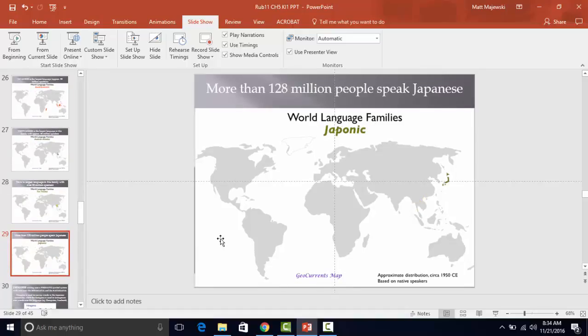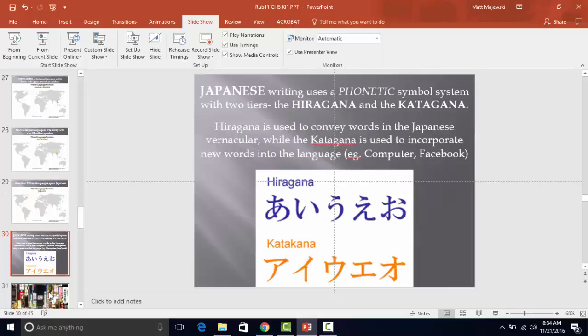Japanese, they call it Japonic or Japanese, about 120 million speakers. As you can see, it's located only in Japan, and that has a lot to do with the isolation of Japan because of its island status. All right. Interestingly enough, Japan uses a phonetic symbol system. So it's kind of a mixture of phonetics and logograms as well. It's a difficult language, as I understand, because of its interesting mix between the pictures and the alphabet style.